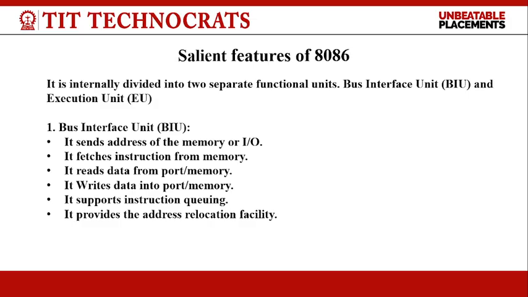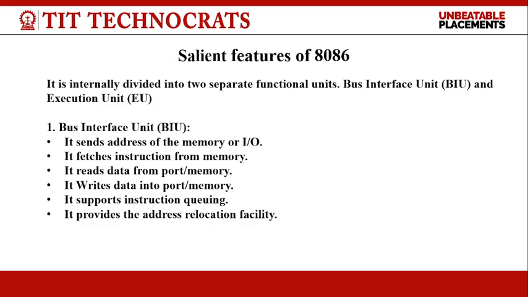Now, internal architecture of 8086 microprocessor. It is internally divided into 2 separate functional units. One is the bus interface unit and second is the execution unit. These 2 functional units can work simultaneously to increase the system speed and hence the throughput. Throughput is a measure of the number of instructions executed per unit time.